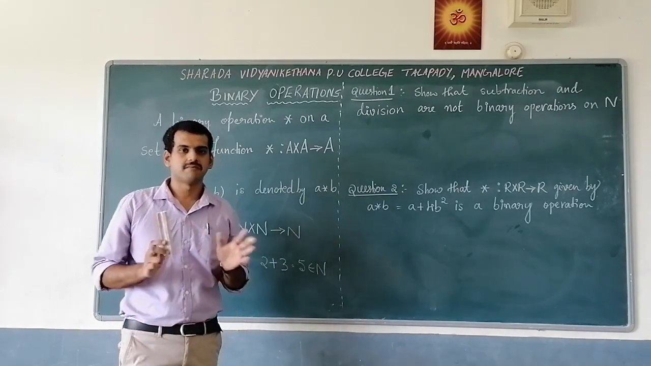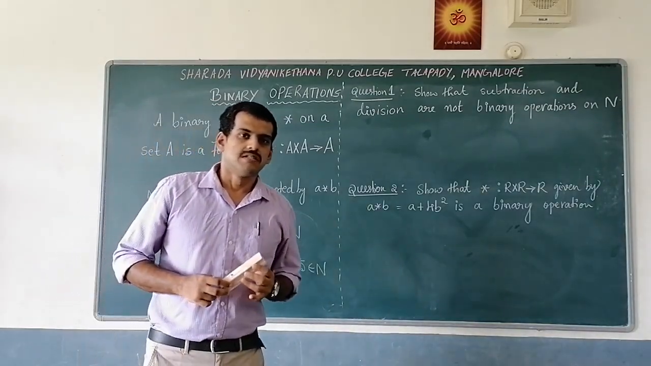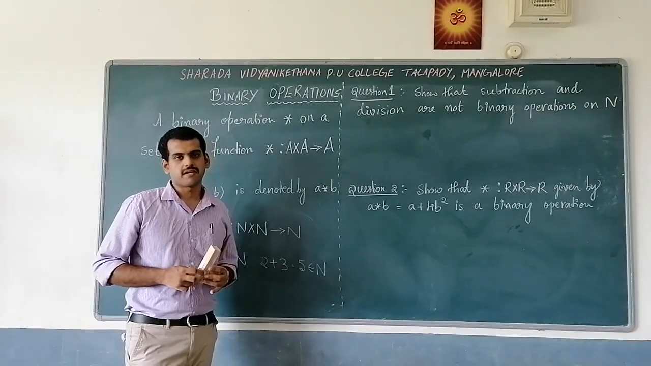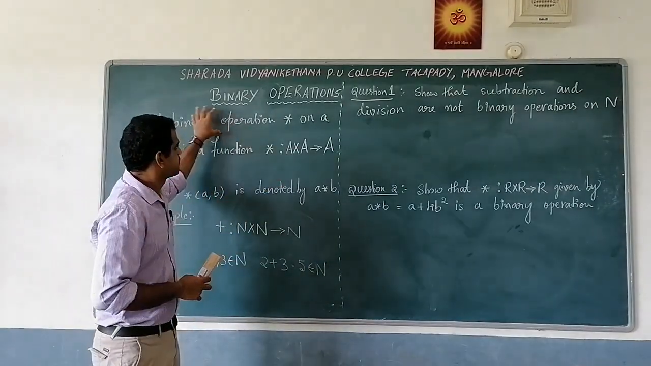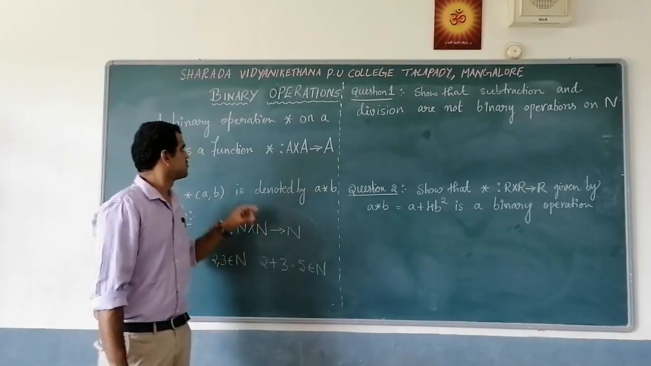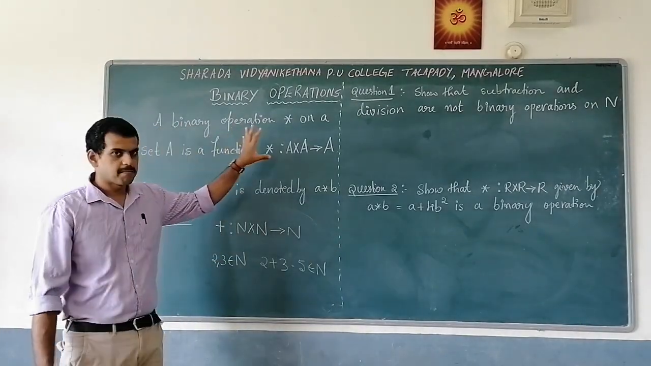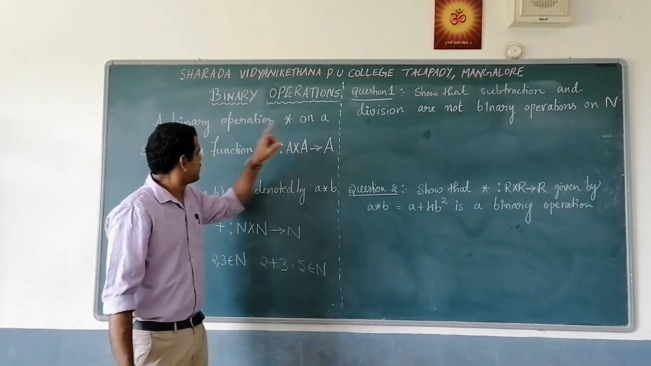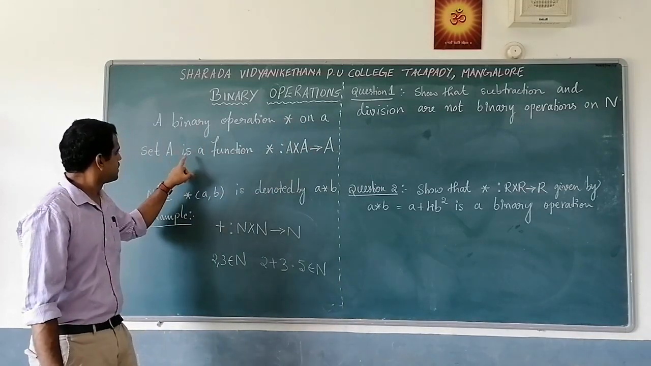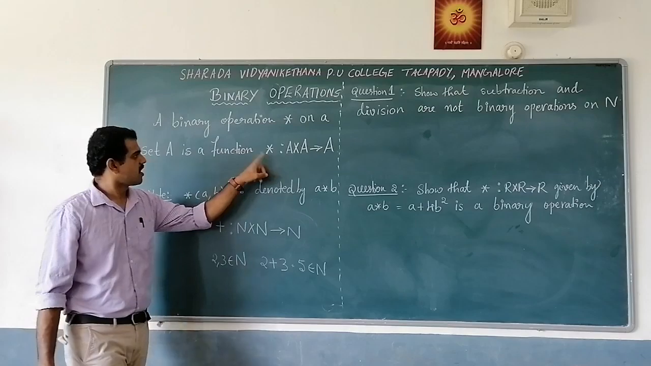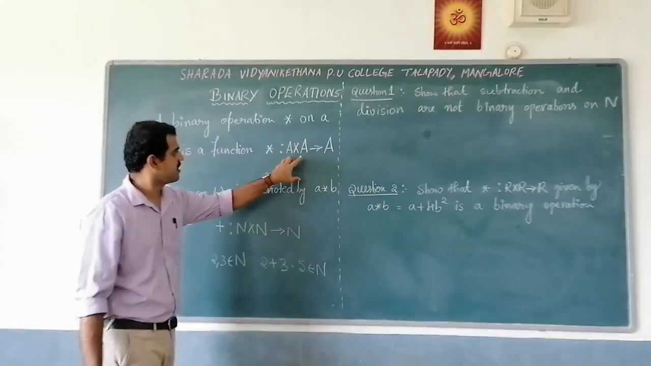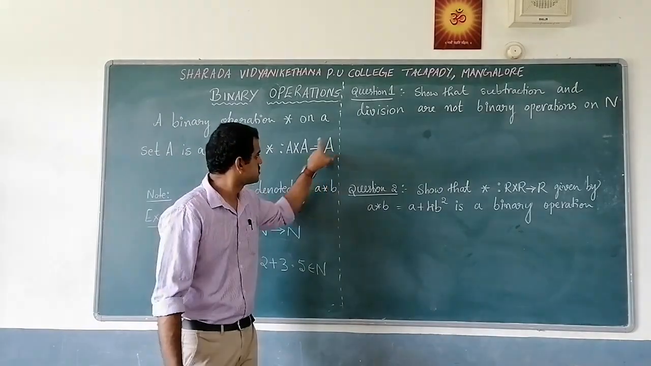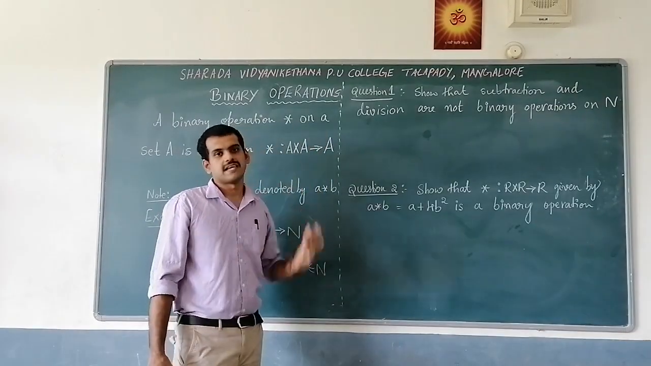So the definition is simple. Generally in exams, they have asked a question in this topic, and even the basic definition has been asked. So the definition is simple. A binary operation star on a set A is a function star from A cross A to the set A itself. This is not going to change. It is going to be the same set A.